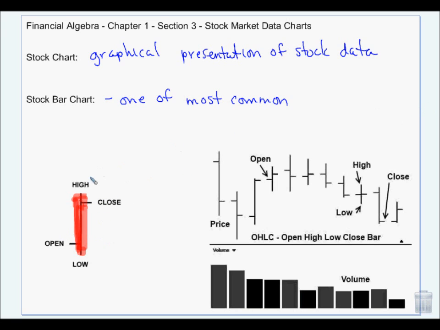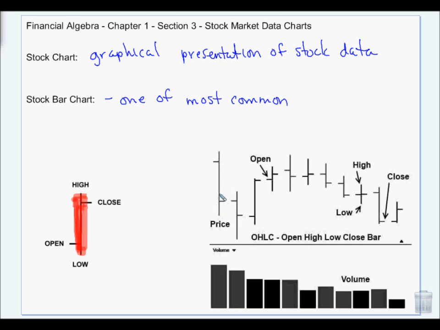The top of the rectangle is that day's high, or the top of the line. The bottom of the rectangle, or the bottom of the line, is that day's low. And then these parts sticking out at the side, the one on the left is always the open, and the one on the right is always the close. Each of these represents a day in this particular chart. Sometimes they do it by hour, because so many stock transactions can happen in an hour that they can have a bar per hour with a high and a low.